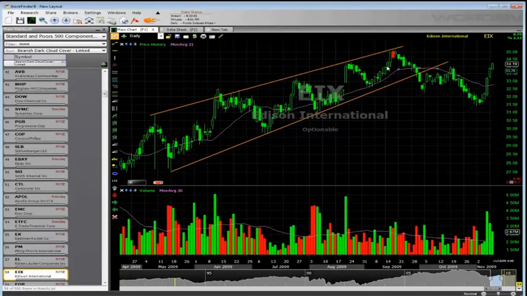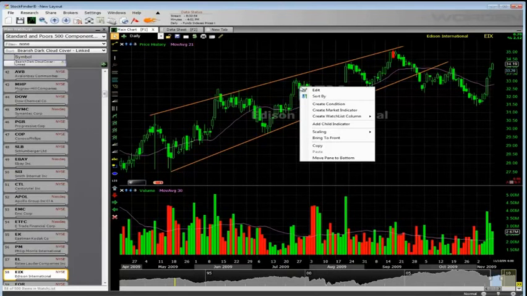What you would do is create your secondary condition. So my secondary condition is that after this happens, I want to see my price move down. So I'm going to go ahead and create a condition based on my price action.